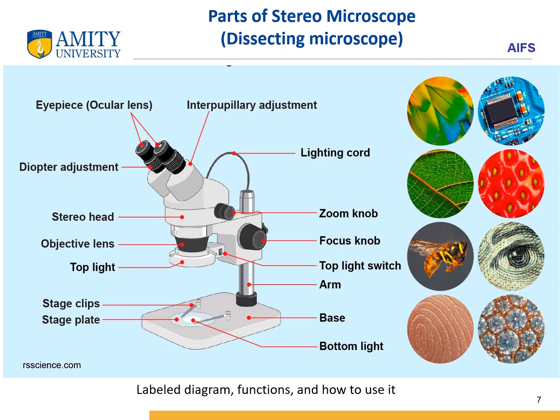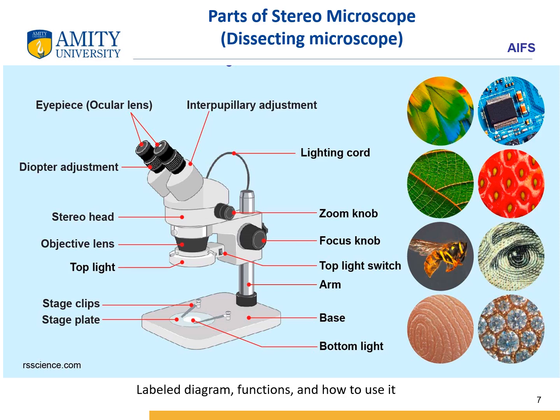Then there is a top light from where the light is falling, and a top light switch which controls the top light. There is an arm, and there is a base, which is the main mechanical part of it because it is supporting the microscope. There are stage clips, a stage plate, and the base, and a bottom light, that is illumination for transmission.